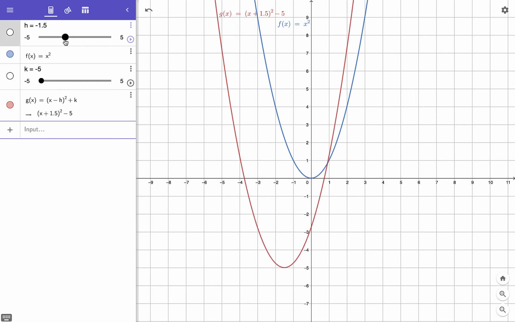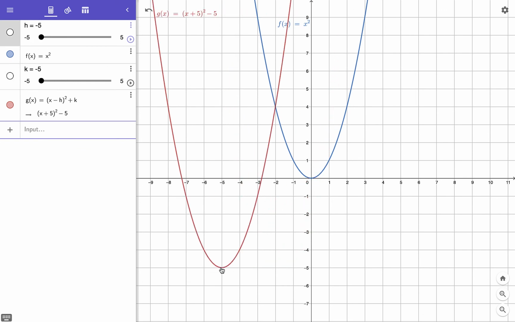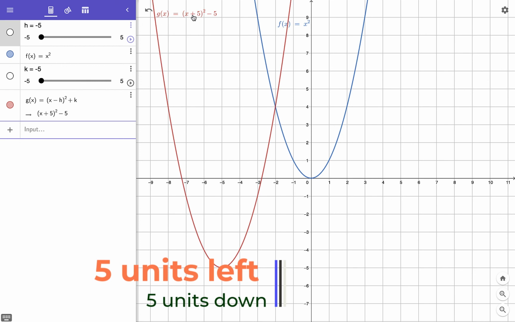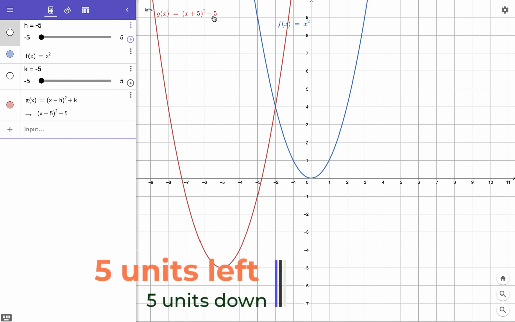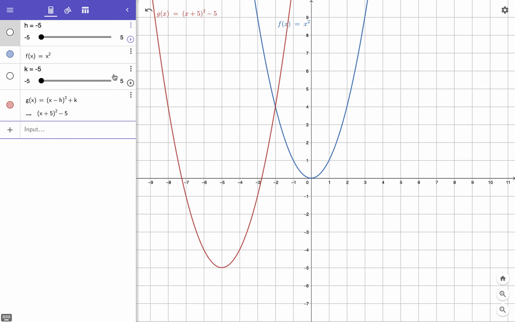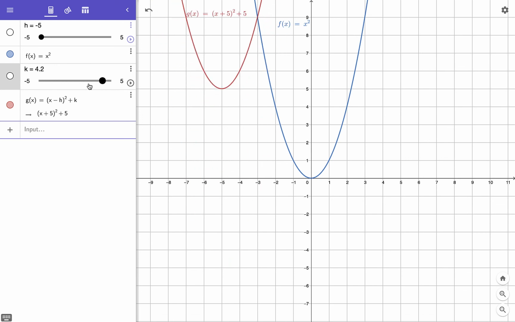In this case, for example, this graph is the graph of the function (x plus 5) squared minus 5. The plus 5 is applied on the x, so it's a horizontal shift to the left, 5 units to the left. The minus 5 is applied vertically, so it's 5 units down. I can make it up and down, maintaining the 5 units to the left, or I can make it right and left, as you can see.